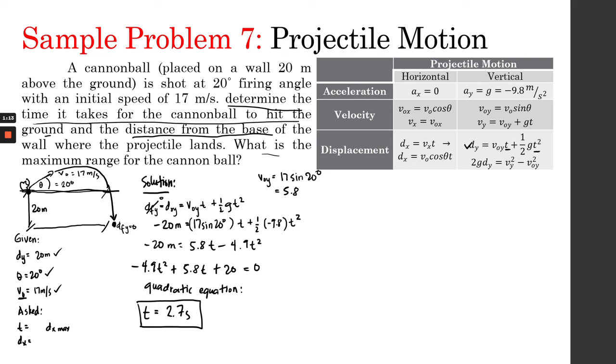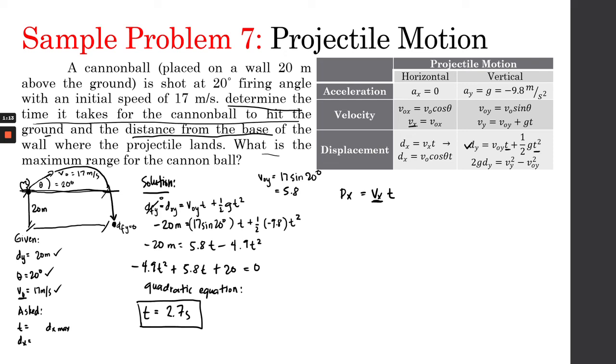So let's solve for distance. So the distance traveled, from the displacement, is equals to velocity x multiplied by time. So first we measure the time now, which is this one. It took 2.7 seconds for the cannonball to reach the ground. To solve for the distance it traveled on the horizontal, we just have to first find ano ba yung velocity niya along the x-axis.